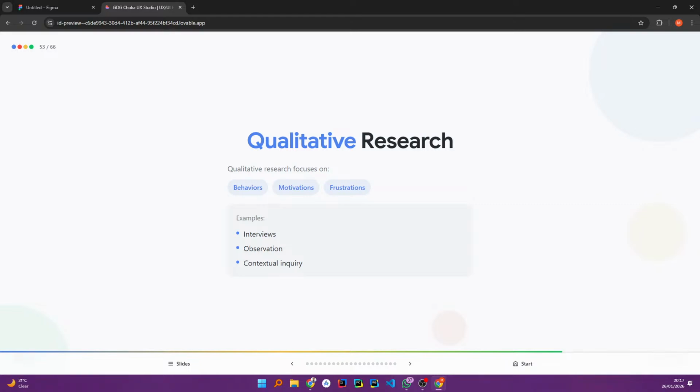Let's go to quantitative research. For quantitative research, it's usually about measuring facts and seeing how many people are doing something at a large scale. It focuses on numerical data and patterns at a large scale. Think of it as research that focuses on numerical data and patterns at a large scale.